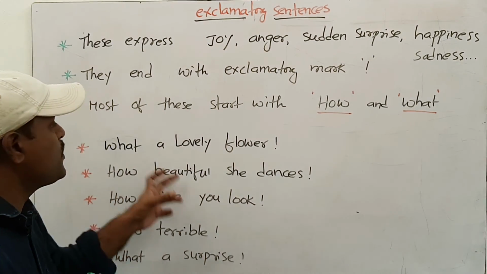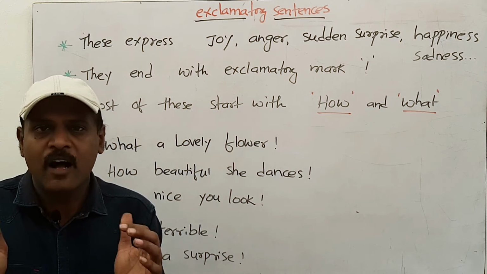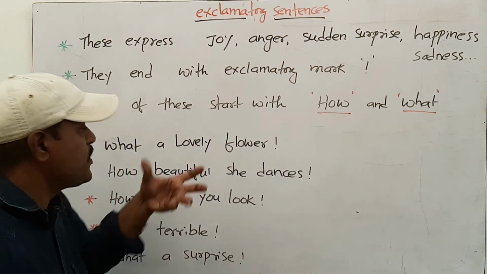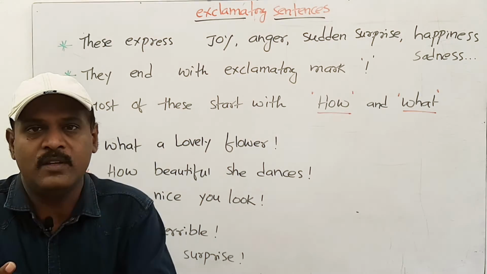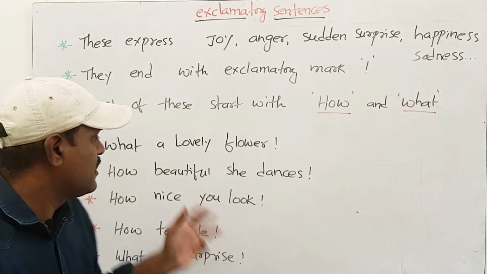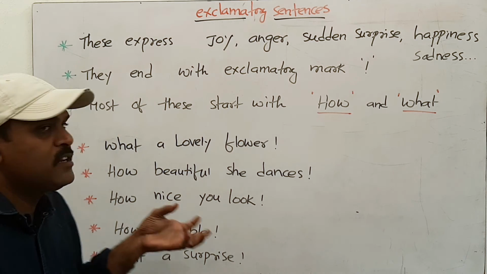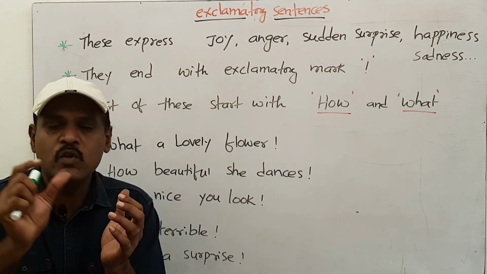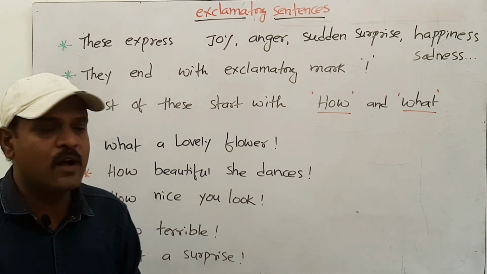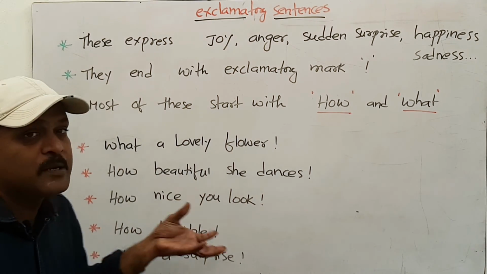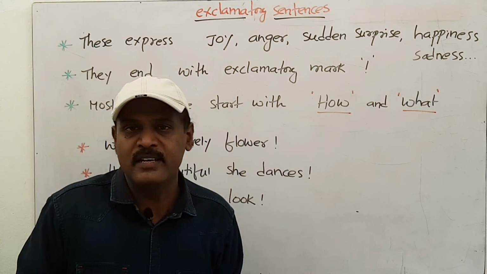Next one. How beautifully she dances. She dances beautifully. That is a common ordinary sentence. How beautifully she dances. So here we are exclaiming about the thing by saying it like this. How nice you look. How terrible. So how terrible is also an exclamatory sentence. How panic. What a surprise. So these are also called exclamatory sentences. Like this we can form exclamatory sentences in English.